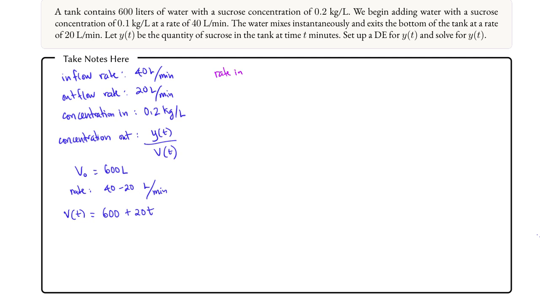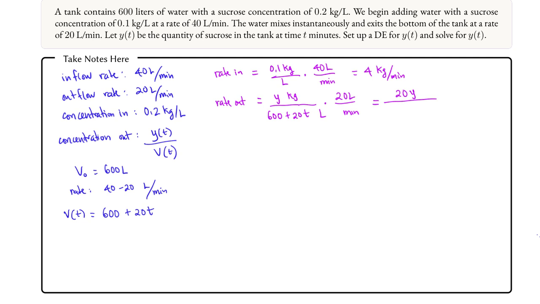Since y is a function of t, we want to find the rate in terms of y and t, kilograms per minute. So the rate in is 0.1 kilogram per liter times 40 liters per minute, and that is 4 kilograms per minute. And the rate out is the concentration, which is y over 600 plus 20t, times 20 liters per minute, and that is 20y over 600 plus 20t, where y is a function of t. We simplify this to get y over 30 plus t. And so the rate at which the quantity of sucrose changes over time, dy/dt, is the rate in minus the rate out.